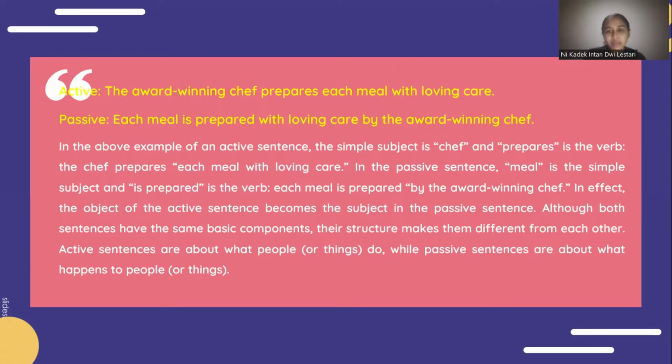In a passive sentence, meal is the simple subject and is prepared is the verb. Each meal is prepared by the award-winning chef. Although both sentences have the same basic components, their structure makes them different from each other. Active sentences are about what people or things do, while passive sentences are about what happens to people or things.